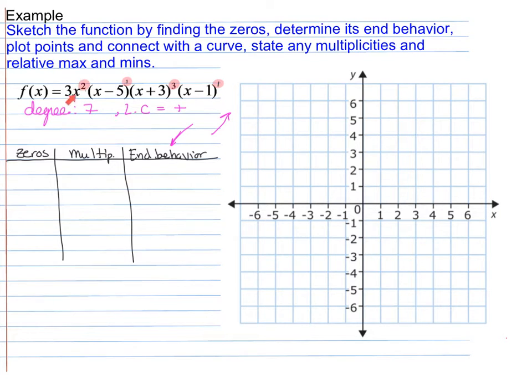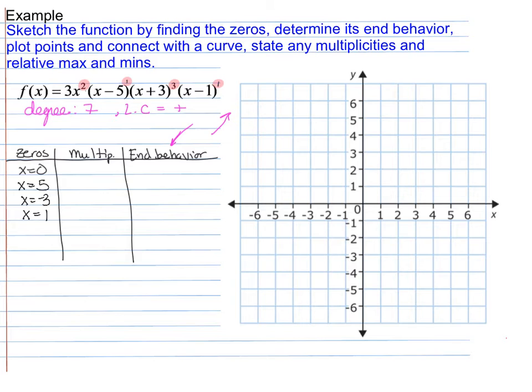So if you make this equal to 0, you're going to get that x is equal to 0. You make this equal to 0, and you're going to have that x equals 5. The next one would be x equals -3, and x equals +1. Once you have that, all you have to figure out is your multiplicity. How many of that happens?